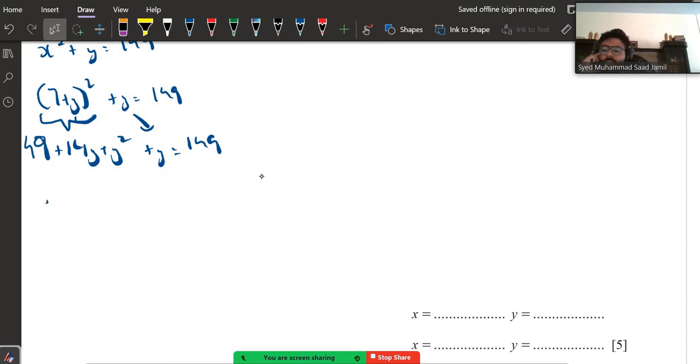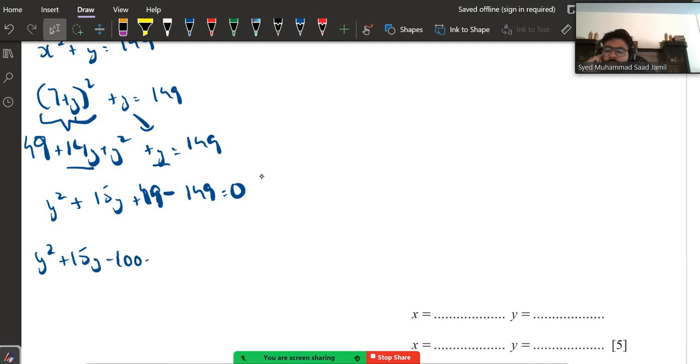This is going to be y square plus 14y plus y is 15y plus 49 minus 149 is equal to 0. y square plus 15y minus 100 is equal to 0. Now tell me two numbers such that when I multiply I get minus 100 and when I add or subtract them I get plus 15. So let's say plus 20 minus 5. y square plus 20y minus 5y minus 100 is equal to 0.